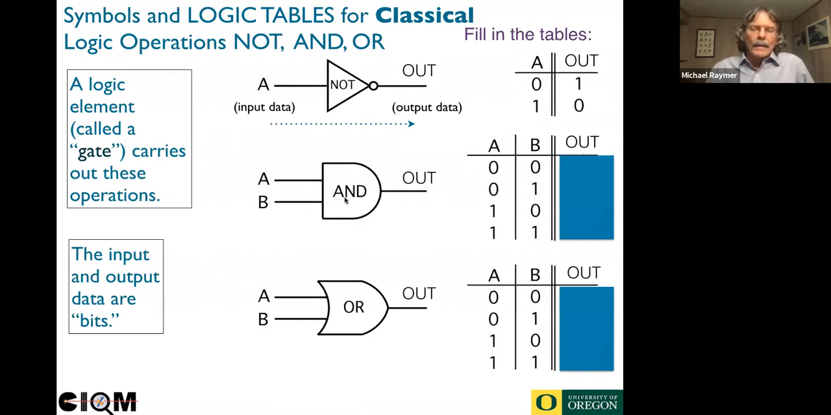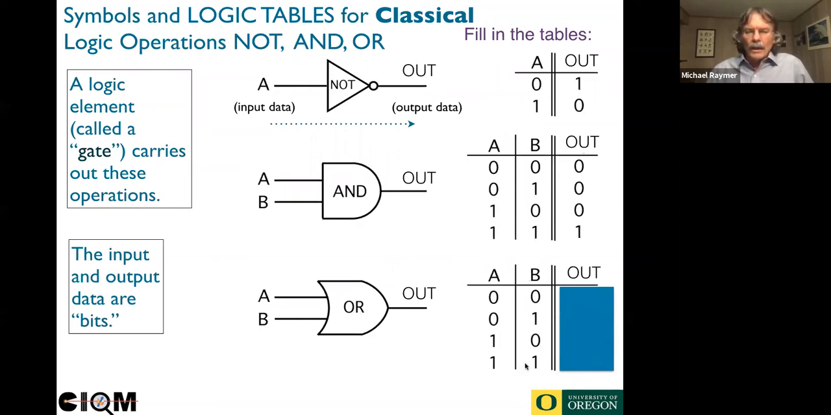Okay, here's the AND operation. The AND operation gives a 1 only if both A and B are equal to 1 at the input. Now notice there's two inputs and only one output. That's how classical computers work. So this is not reversible. You see, if the output is 0, I don't know what the two inputs were because the inputs have been destroyed. So it's not reversible. The NOT gate is reversible, but not the AND and the OR gate.